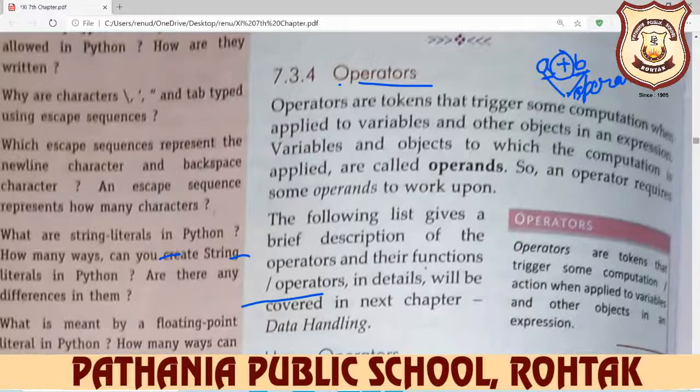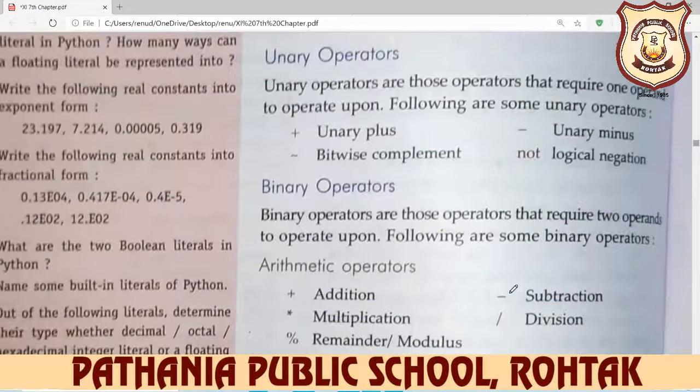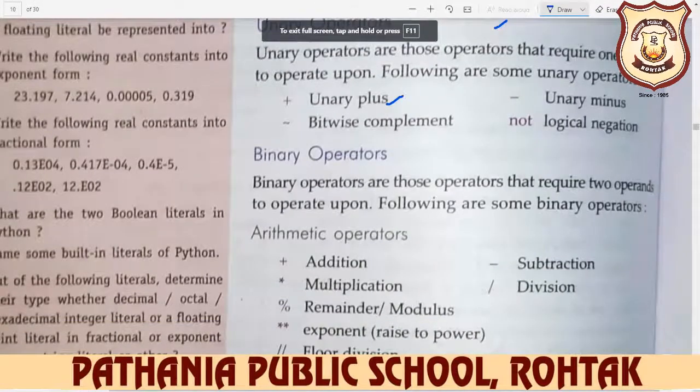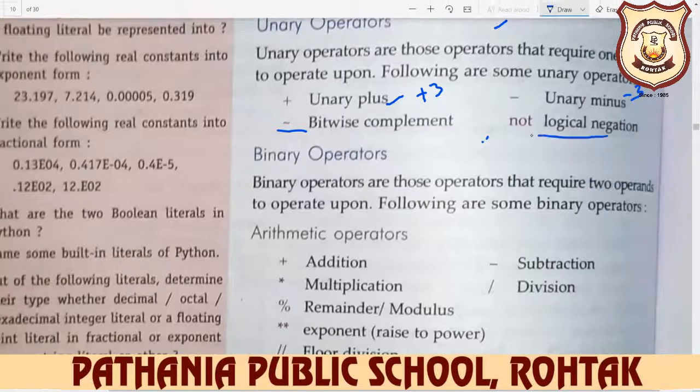The following list gives a brief description of the operators and their function. The first type of operator is your unary operator. Unary means a single operator, only plus or minus. For example, unary plus 3, and when we write -3, this is your unary operator. And one more is your bitwise complement, which is also a unary operator, and logical negation, not.